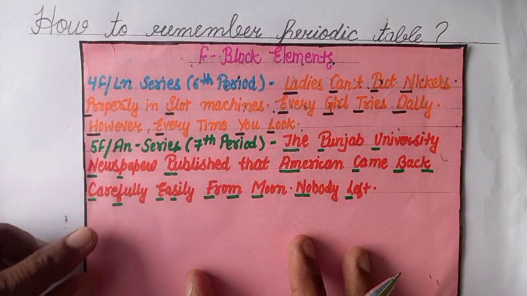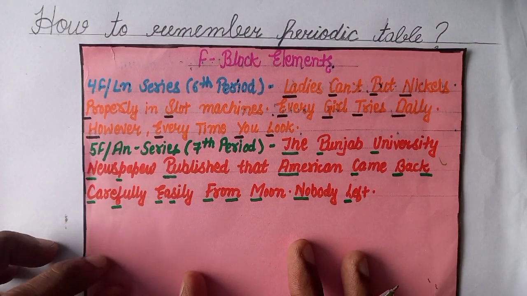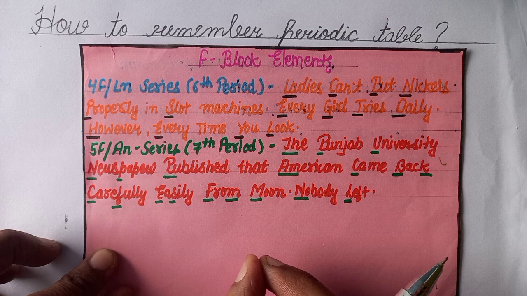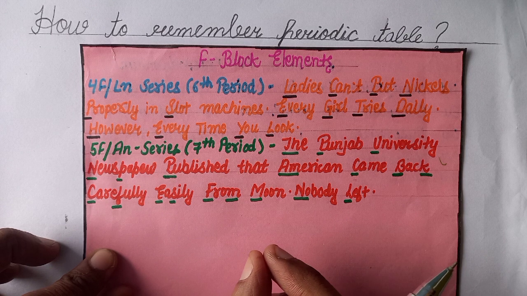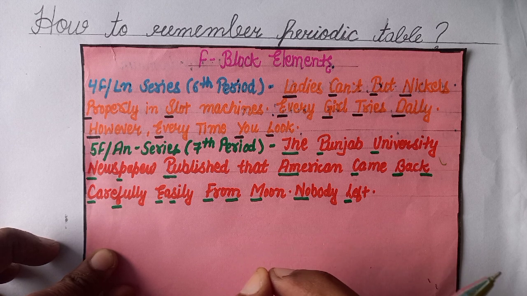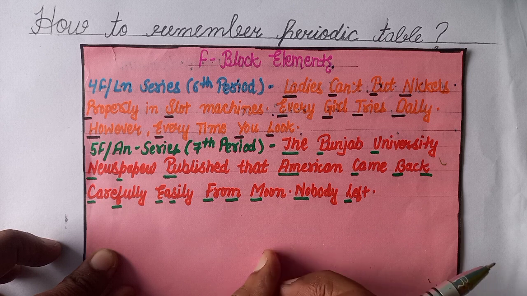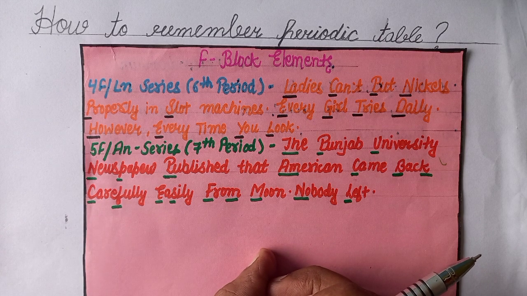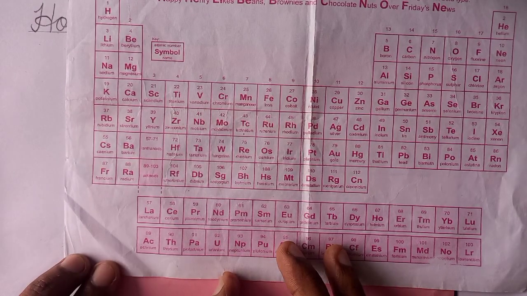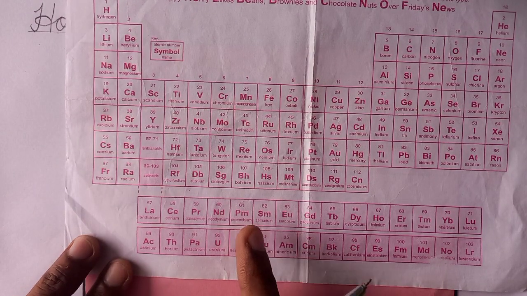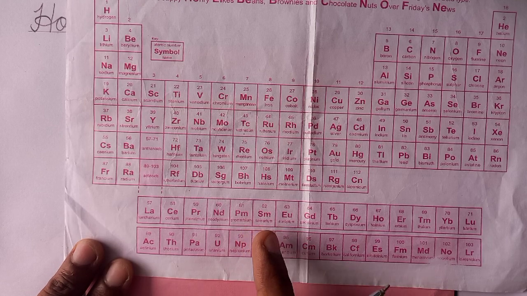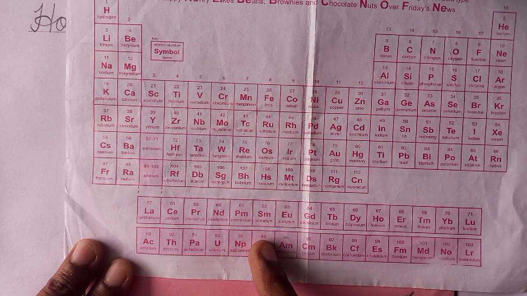Similarly, these are F block elements. These elements are included in the sixth and seventh periods. These are placed at the bottom of the modern periodic table. These elements are included in F block. These are placed at the bottom of the modern periodic table.